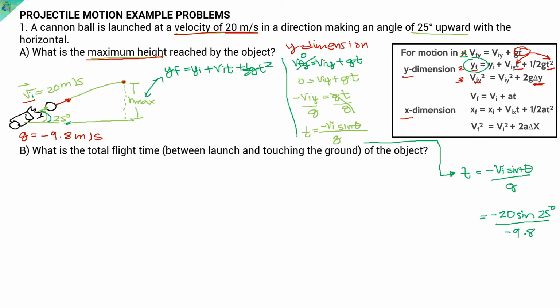Let us compute that. Please get your calculators. Negative 20 sine 25 degrees over negative 9.8. We're going to have 0.862. For short, our time in the air is 0.86 second. This is now our time.